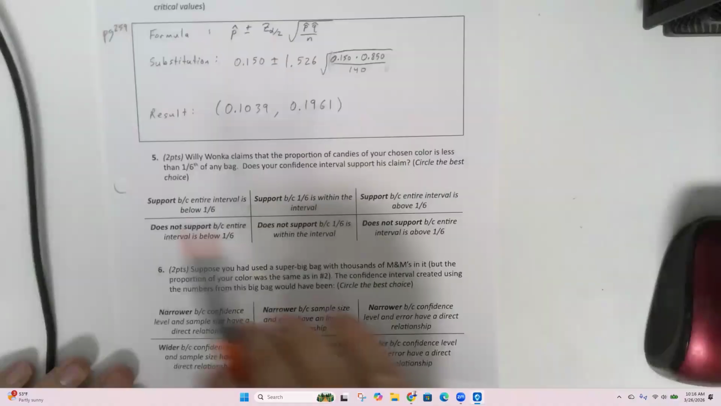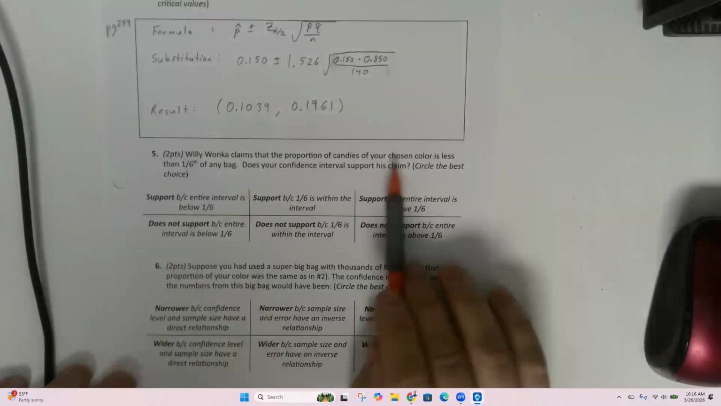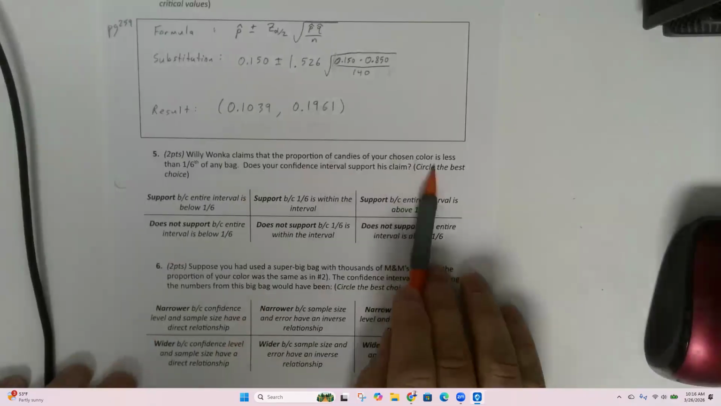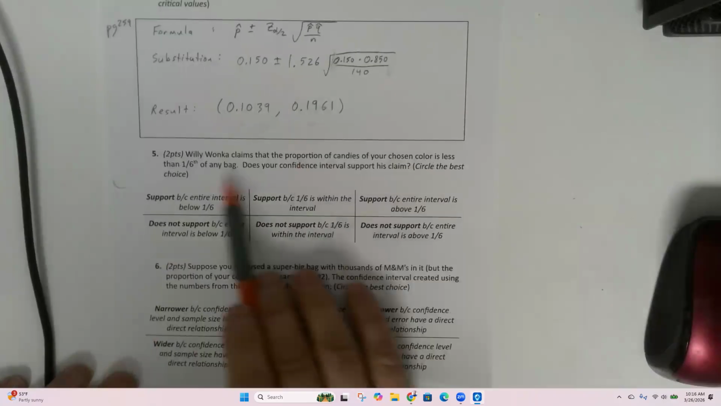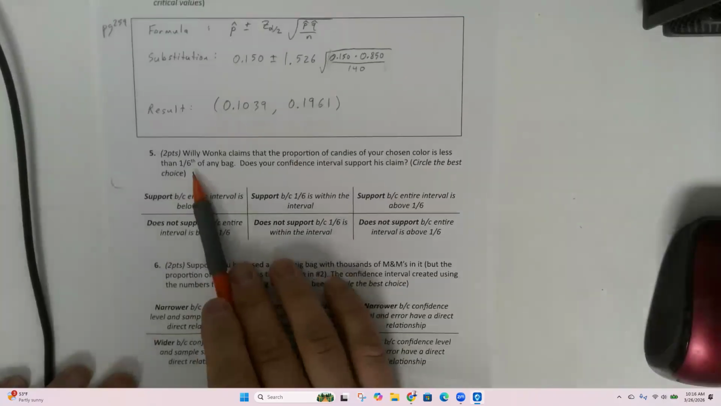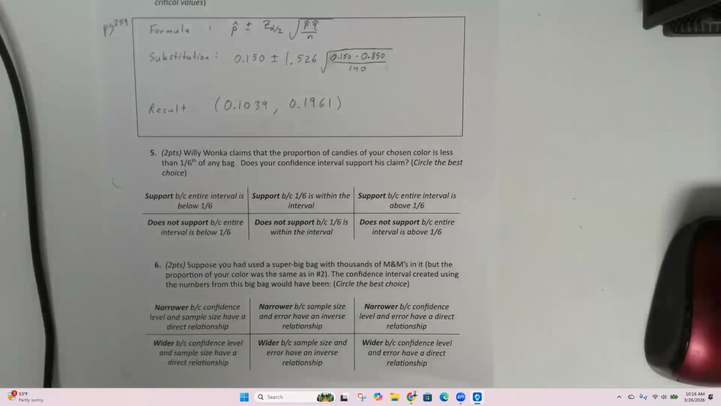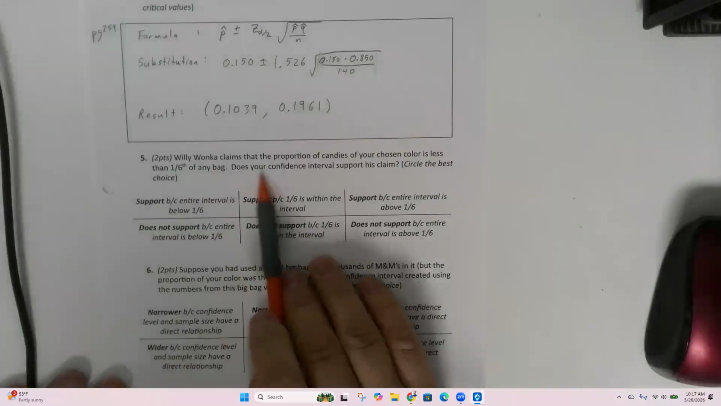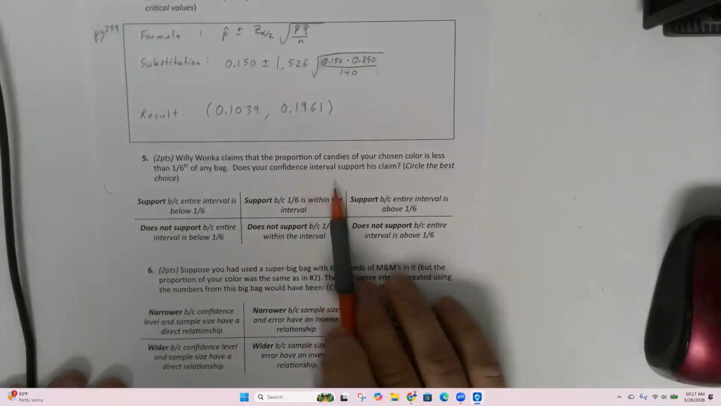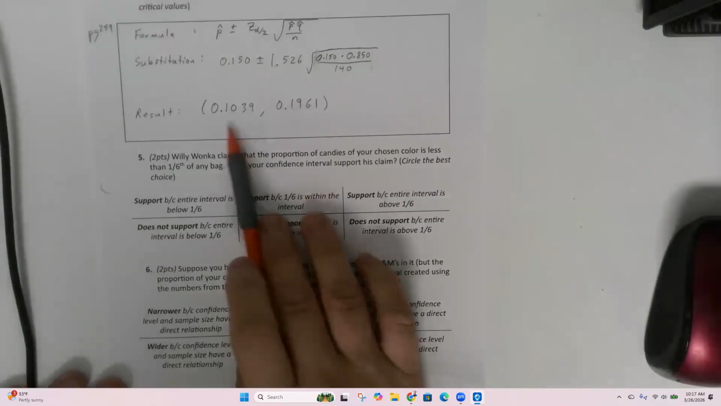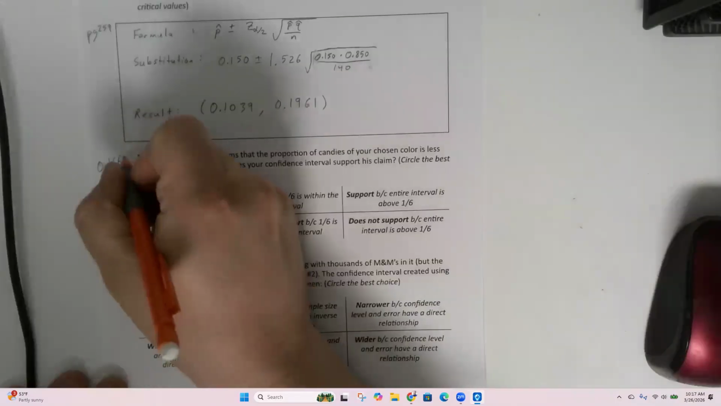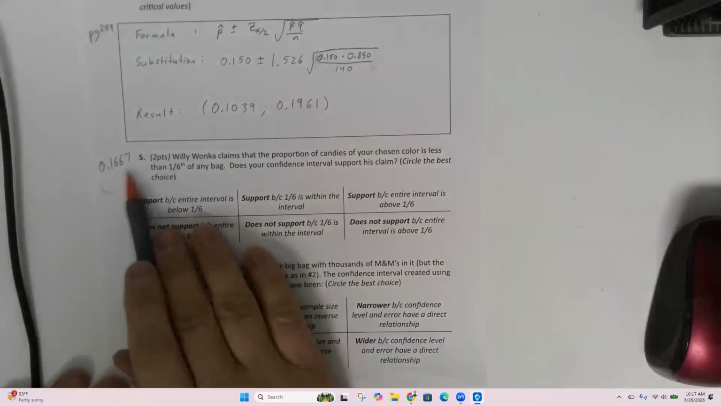All right. Willy Wonka claims that the proportion of blue M&Ms is less than 1/6. Okay, so he thinks that there's something shady going on at the M&M company, and maybe blue dye is expensive, and they're not actually making as many blues as everything else. Okay, so does my confidence interval support his claim? Okay, so well, what is 1/6 as a decimal? 1/6 as a decimal was 0.1667, right? 0.166, 16%.